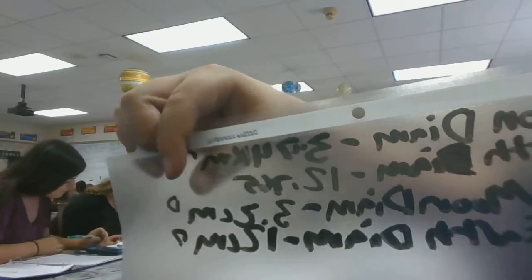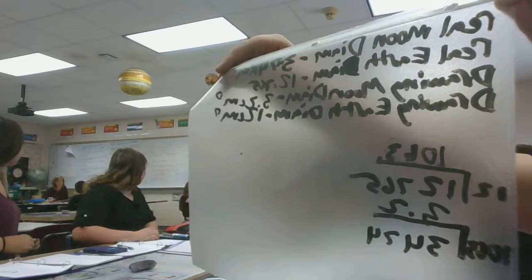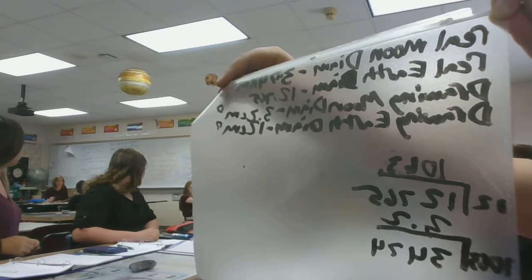1,063 is we took 12,756 and we divided it by 12, and we got 1,063. Our model size is 3.2 centimeters for the moon. Okay, and what is your distance?